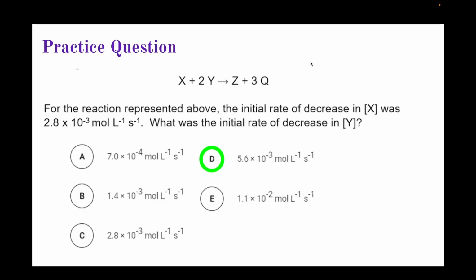The answer is D. The reason for this is that the initial rate of decrease in concentration of X, basically just meaning the rate of disappearance of X, was equal to that number. What was the initial rate of decrease in concentration of Y? Basically, they're just asking what's the rate of disappearance of Y. And so right away you could see there are 2 Y consumed for each X consumed, meaning it should just be double the rate given for X.